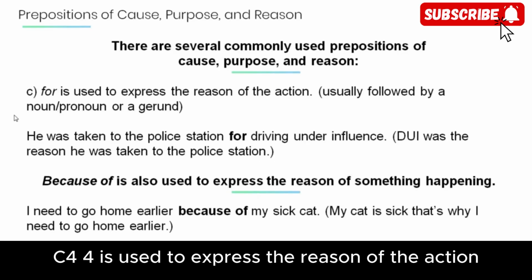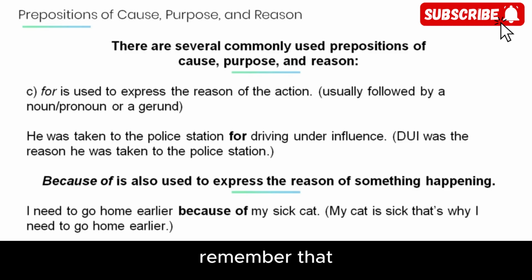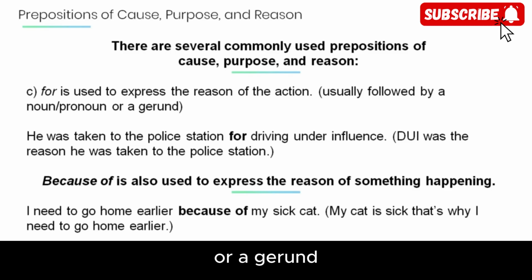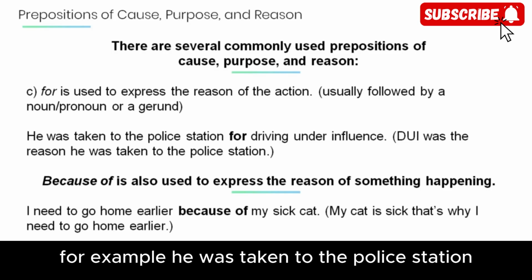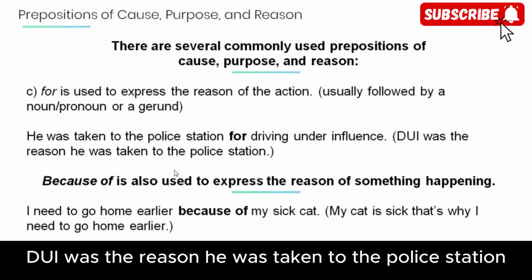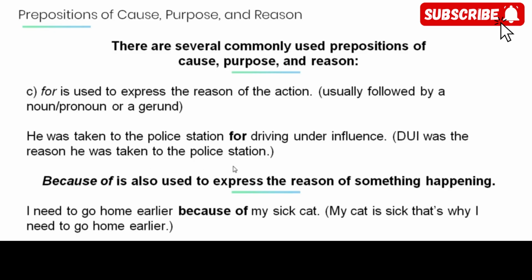C. For. For is used to express the reason of the action. Remember that it's usually followed by a noun or pronoun or gerund. For example, he was taken to the police station for driving under influence. Now, DUI was the reason he was taken to the police station.